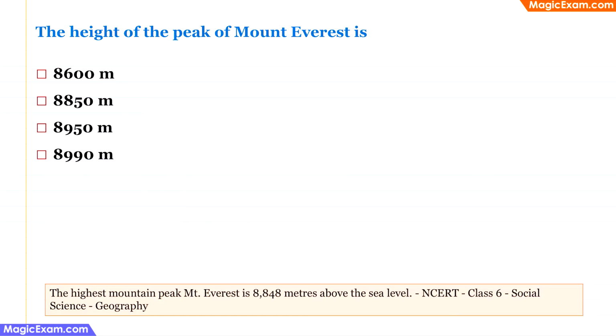What is the height of the peak of Mount Everest? Now, this is both a general awareness question as well as a question that has been taken from the class 6 social science geography textbook. The height of Mount Everest is actually 8848 meters. Since the nearest option that we have here is 8850, this will be the correct answer.